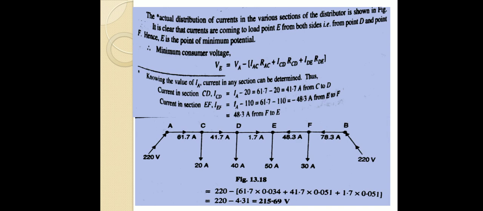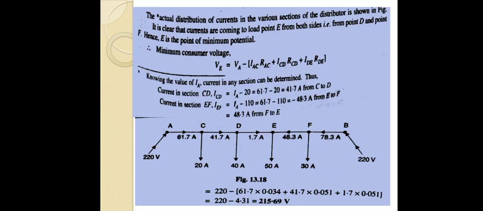Knowing the value of IA, the current in section CD, ICD, is equal to IA minus 20, that is 61.7 minus 20, which is 41.7 amperes from C to D. Like this we can calculate. The current in section EF, IEF, is equal to IA minus 110, which gives minus 48.3. So IEF is equal to 48.3 amps from F to E.